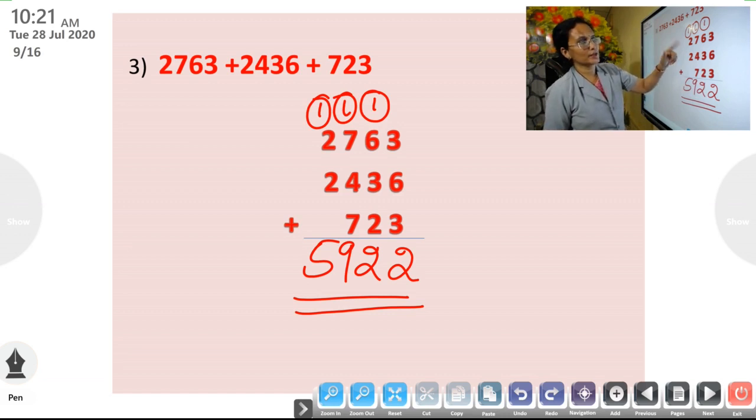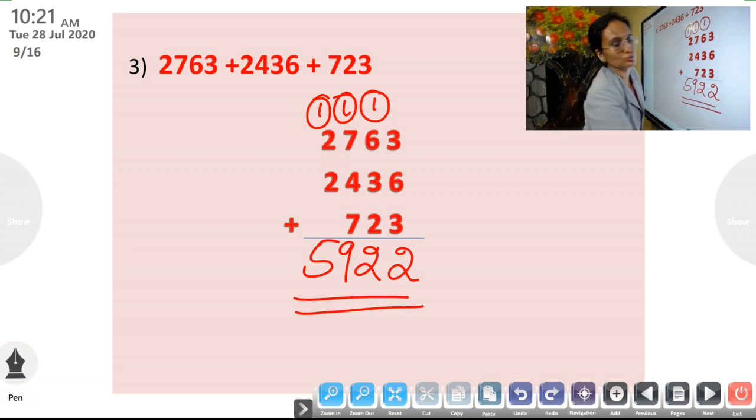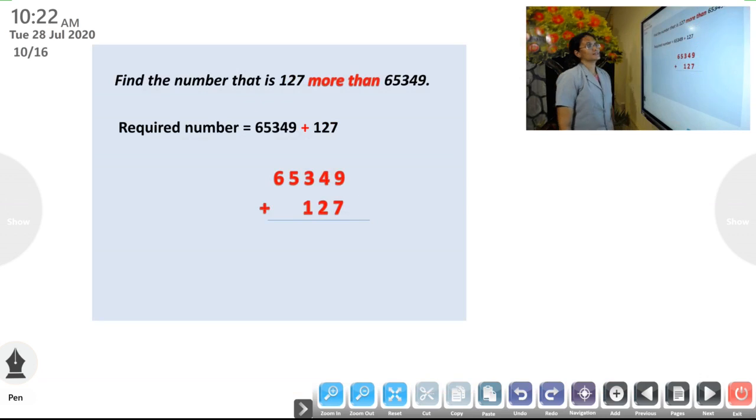Let us do it once again. First we add the ones place. 6 plus 3, 9. 9 plus 3, 12. Carry over 1. 6 plus 3, 9. 9 plus 2, 11 plus 1, 12. Carry over 1. 7 plus 1, 8 plus 4, 12 plus 7, it is 19. Carry over 1. 2 plus 2, 4 plus 1, 5. Okay, so answer is 5922.